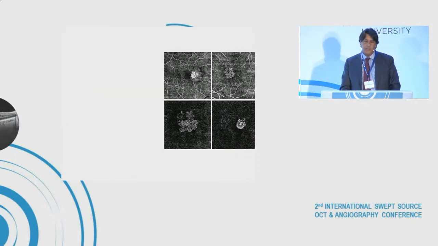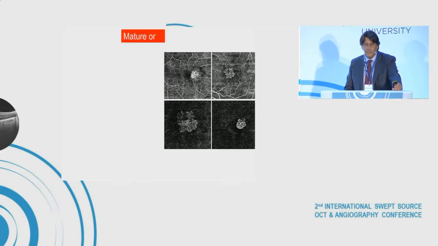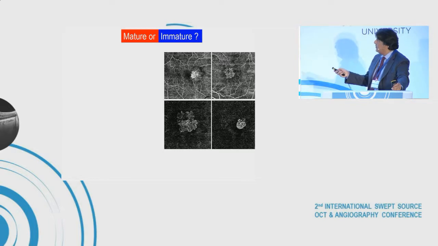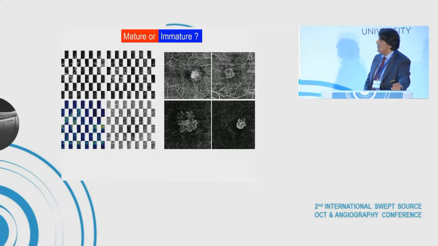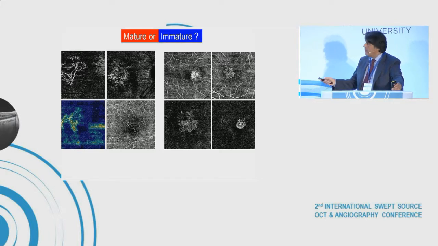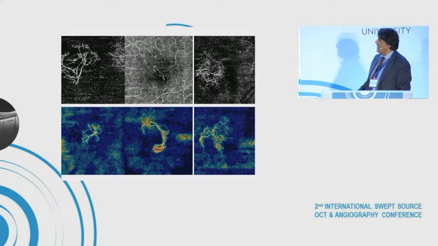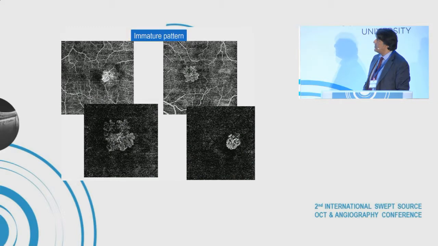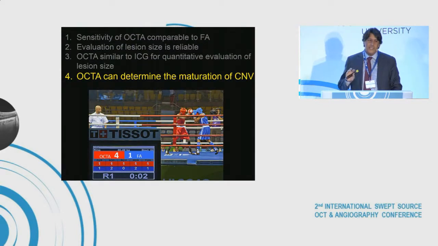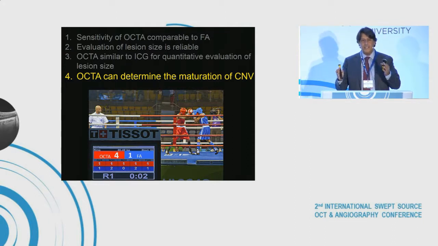So are these lesions mature or not? Yes, probably yes. They can be called immature lesions at the beginning. And some lesions are more or less mature with some degree of fibrosis on this patient. Again, some other cases with mature patterns and immature patterns. So OCT-A can determine a degree of maturation. This is a new notion we didn't have in the FA years, to evaluate the degree of maturation of the vessel itself, of the flow.